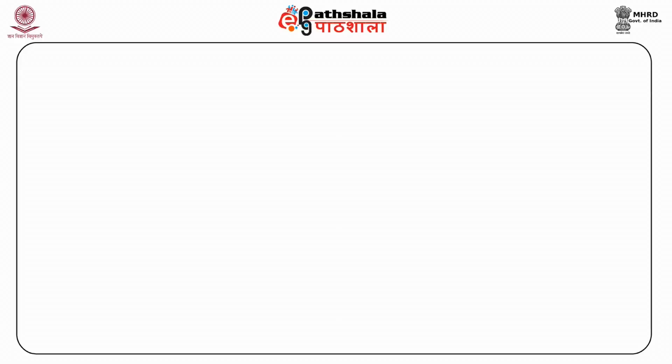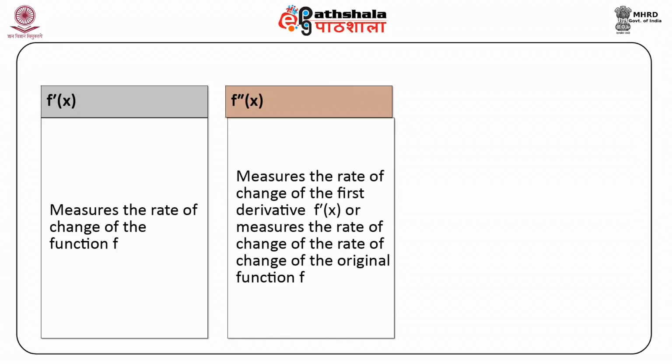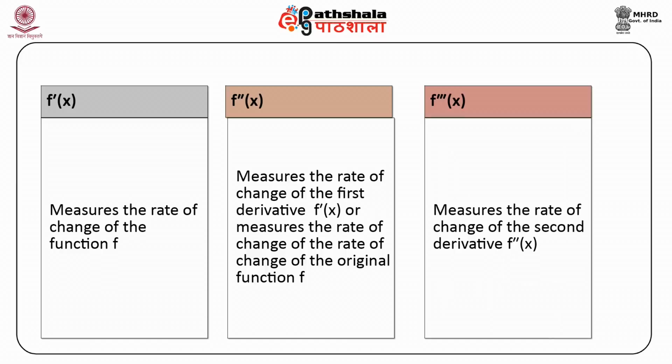Let us now focus on derivative as a rate of change. The derivative function f dash x measures the rate of change of that function f. By the same token, the second derivative function f double dash x is the measure of the rate of change of the first derivative f dash x. In other words, the second derivative measures the rate of change of the rate of change of my original function f. F triple dash x measures the rate of change of the second derivative f double dash x.